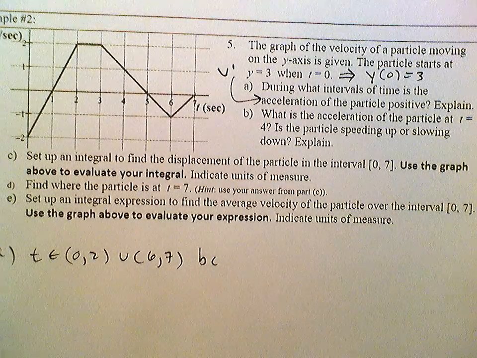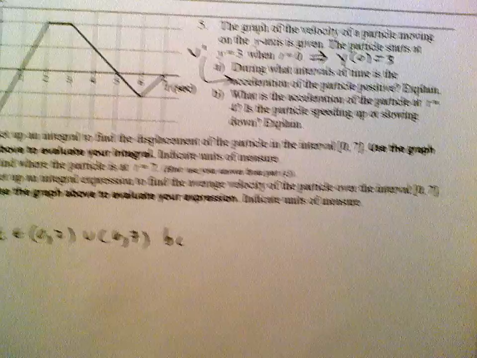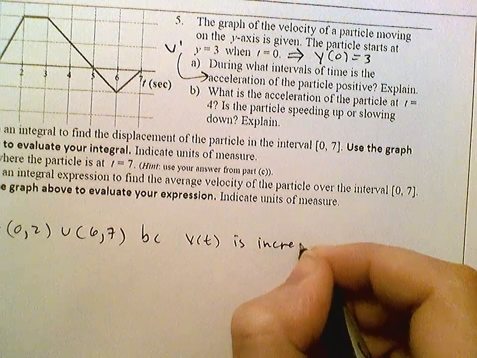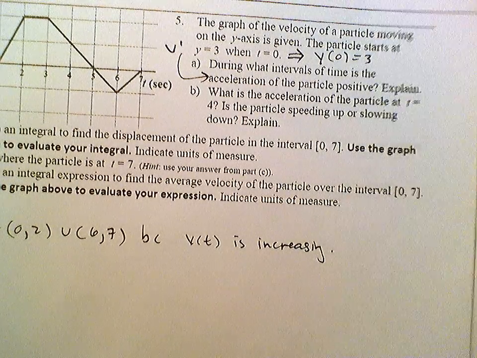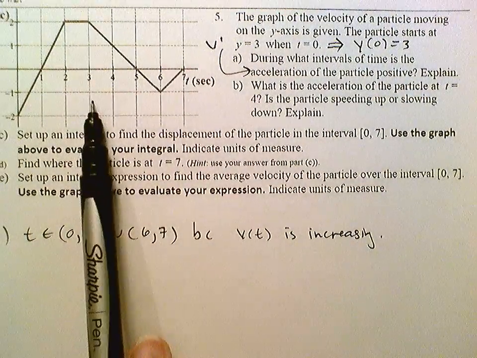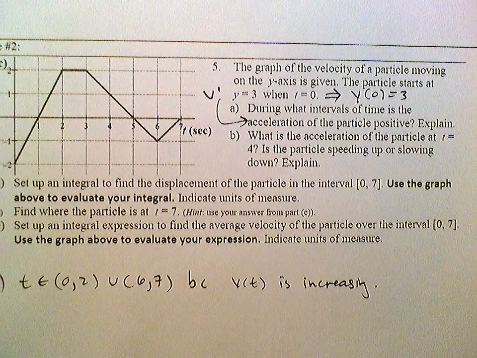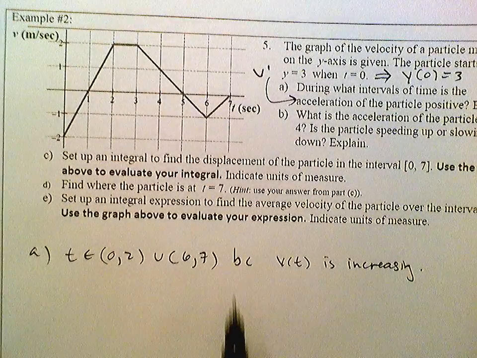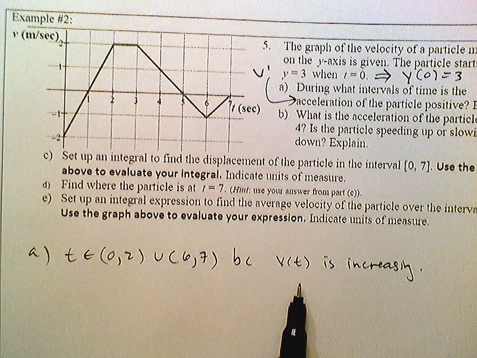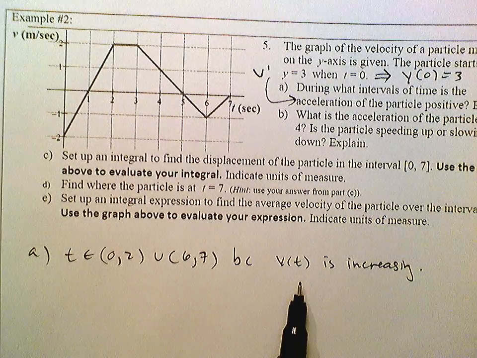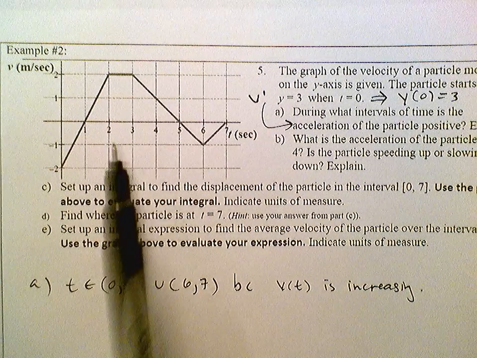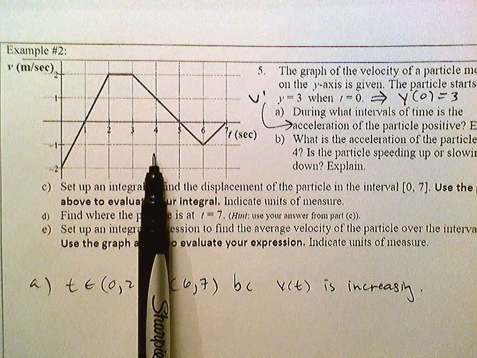I'm going to just jump to the reason though. I'm going to say because v of t is increasing. All right. Guys, notice they're giving me the velocity graph, so my explanation has to deal with the velocity graph. If you said because this is where the acceleration is positive, that would be redundant. The reason you know that the acceleration is positive is because that's where this graph is increasing. And if this graph is increasing, then its derivative is positive.